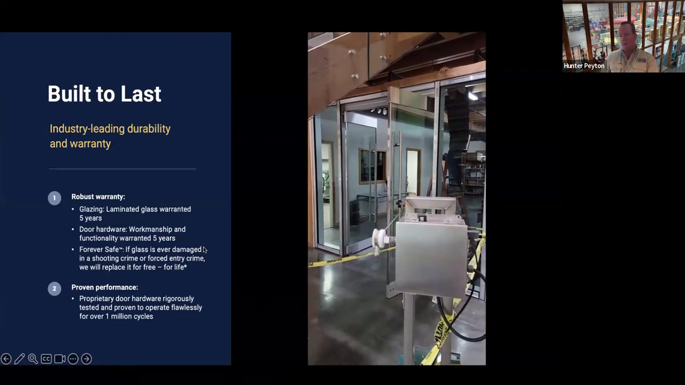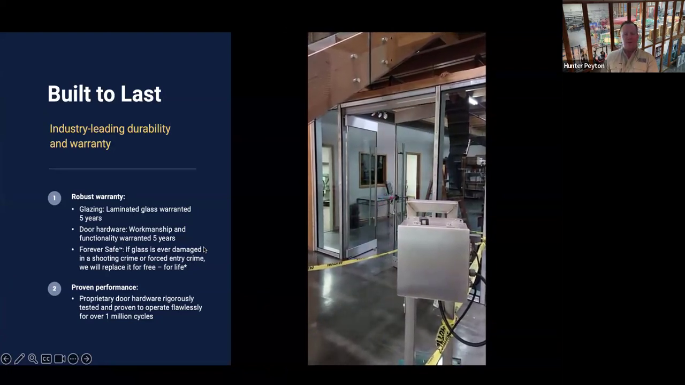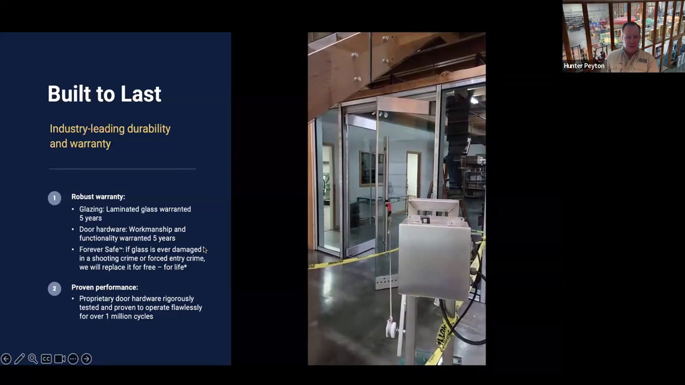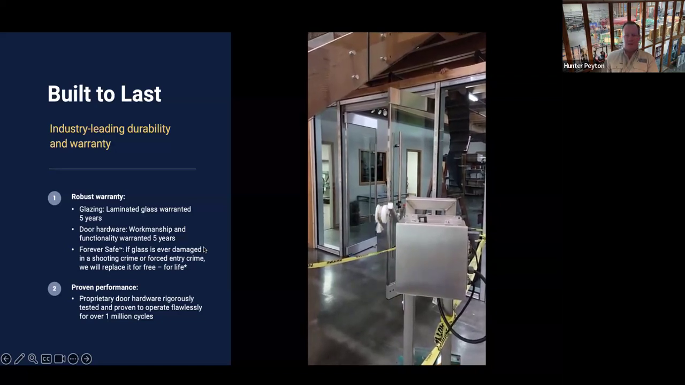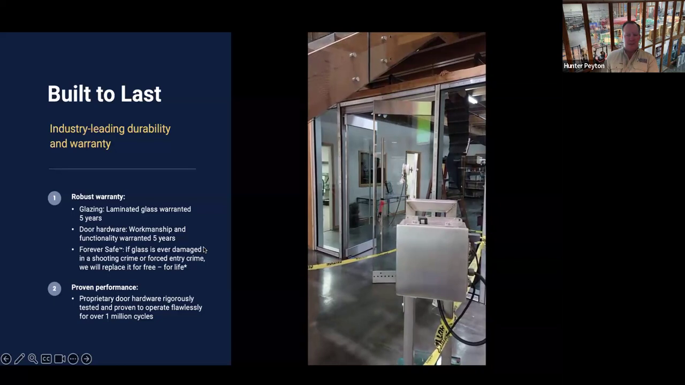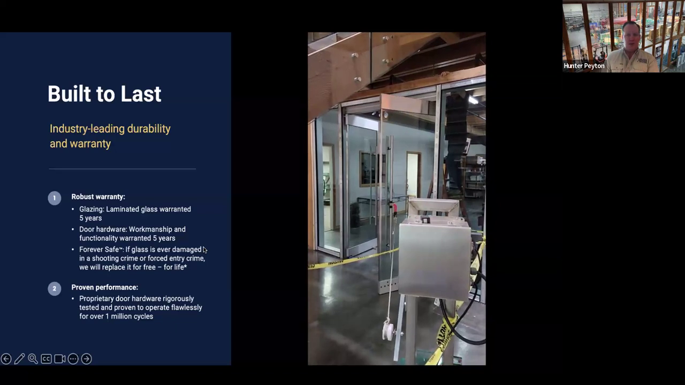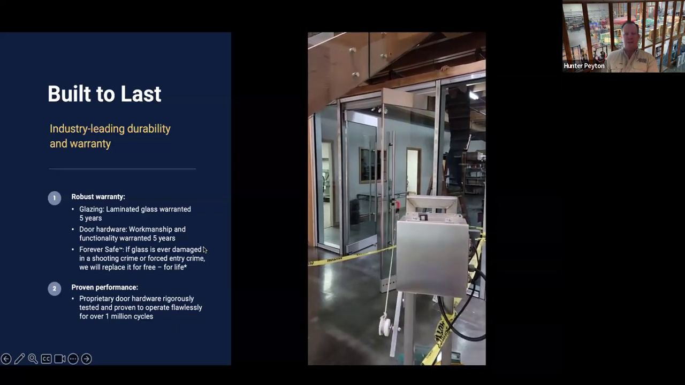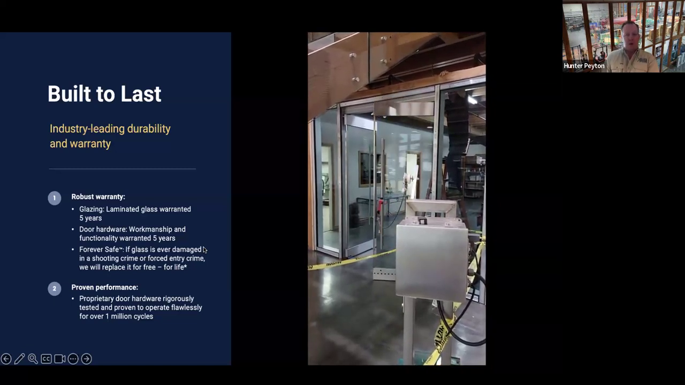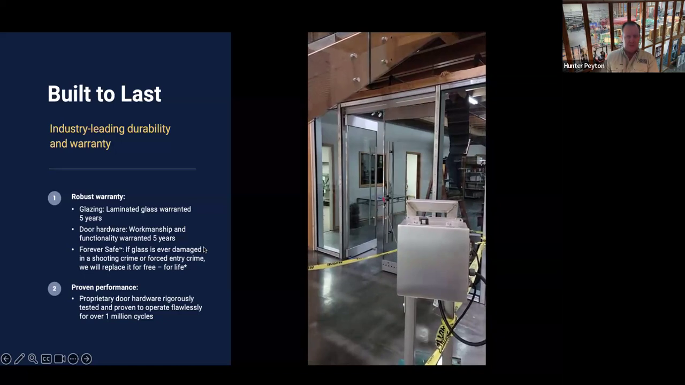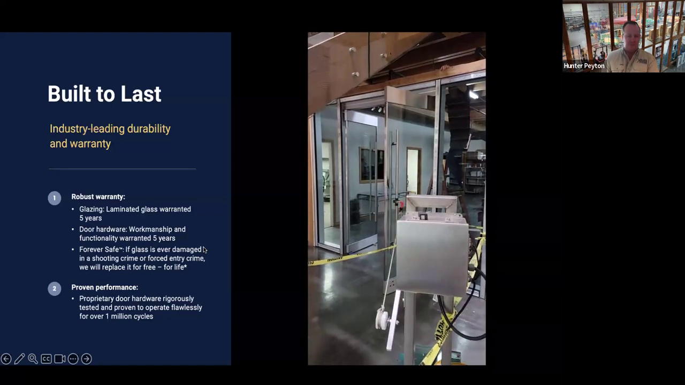We also offer something else that no one else in the business is offering. It's called the Forever Safe warranty. And what the Forever Safe warranty is that if that door or the side light or any part of that assembly is ever shot or beaten, and it's doing its job and keeping people out, if the client comes to us with a police report and detailed information about that, we will replace the door for free once. There are obviously stipulations, but we will replace the door for the client for life.